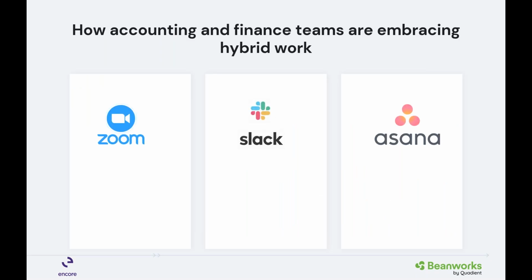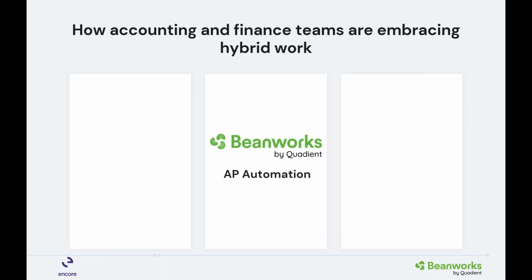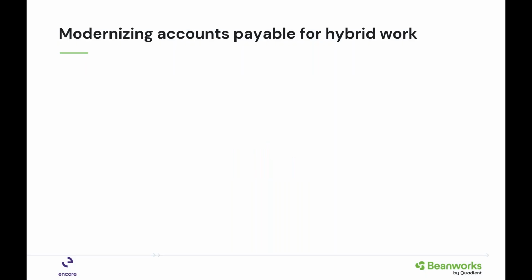But optimizing the hybrid workplace requires the right technology to support the virtual collaboration and creativity, not to mention scheduling and visibility. Some of the most common SaaS tools that accounting teams have adopted during the time of the pandemic include Zoom, Slack, and Asana, and I'm sure a lot of those competing solutions in those spaces as well. But what about AP automation? Let's talk more about that.